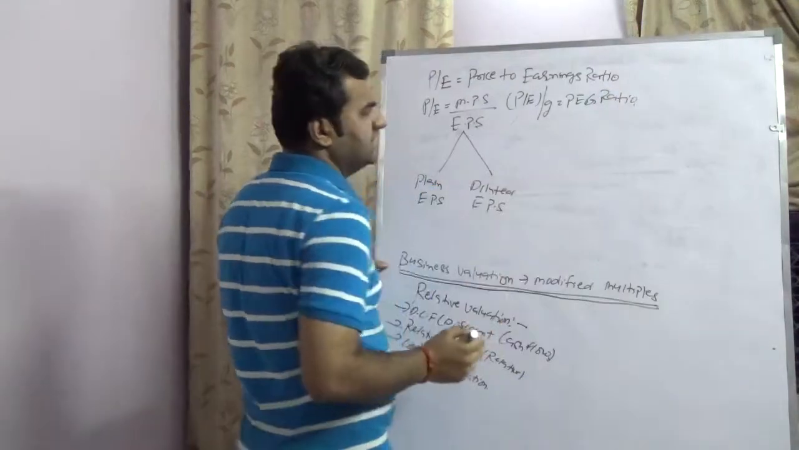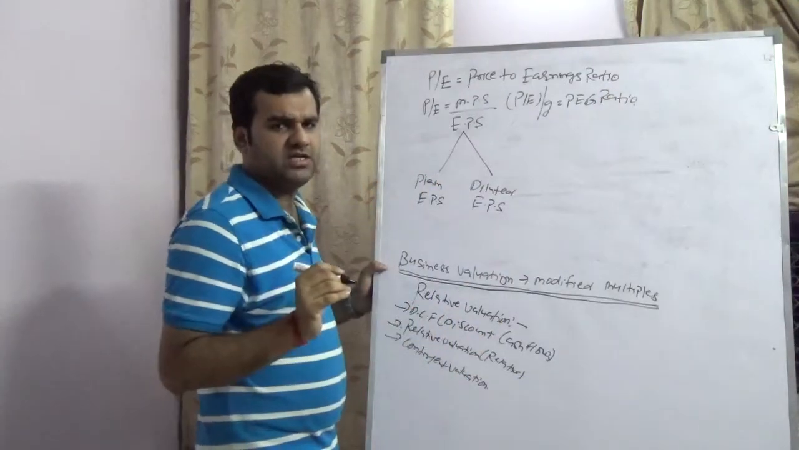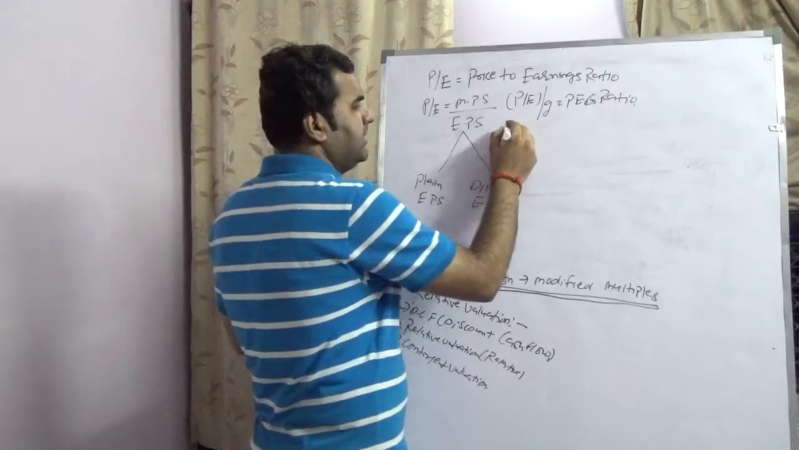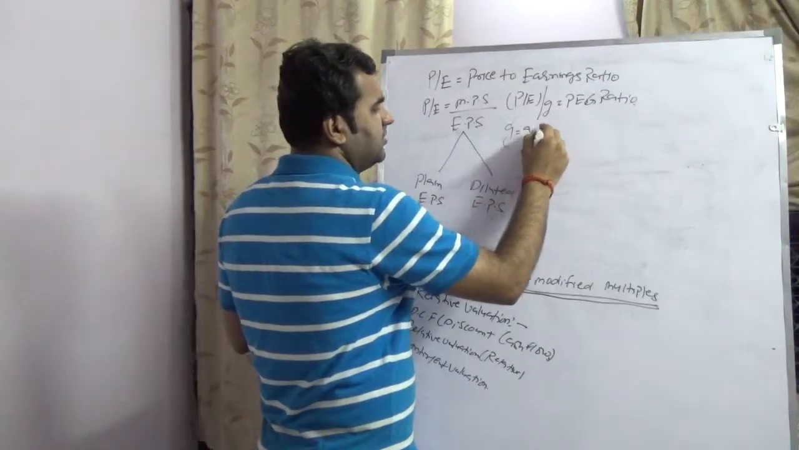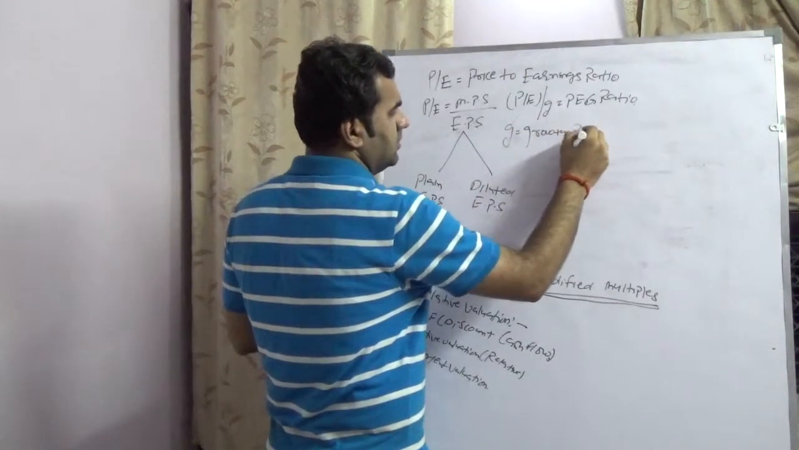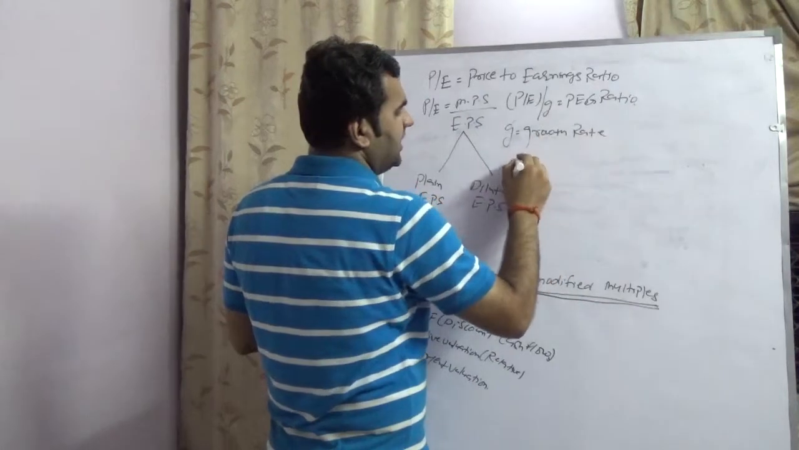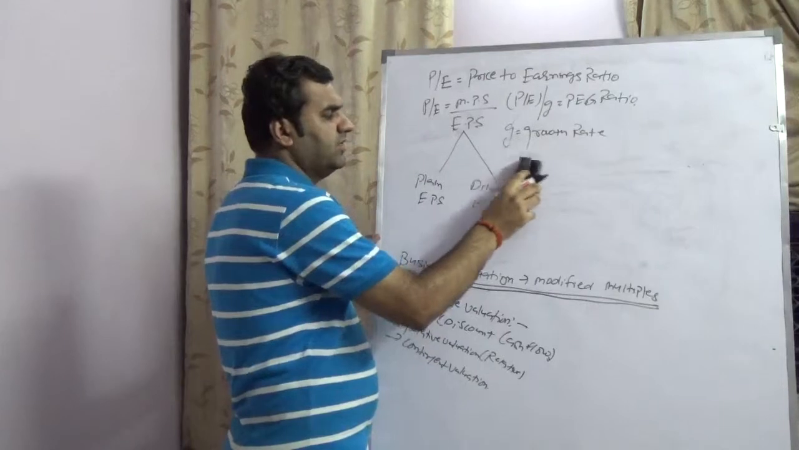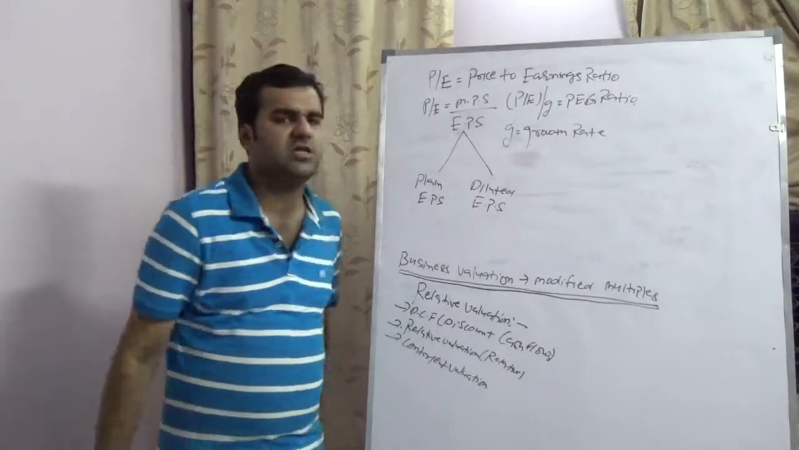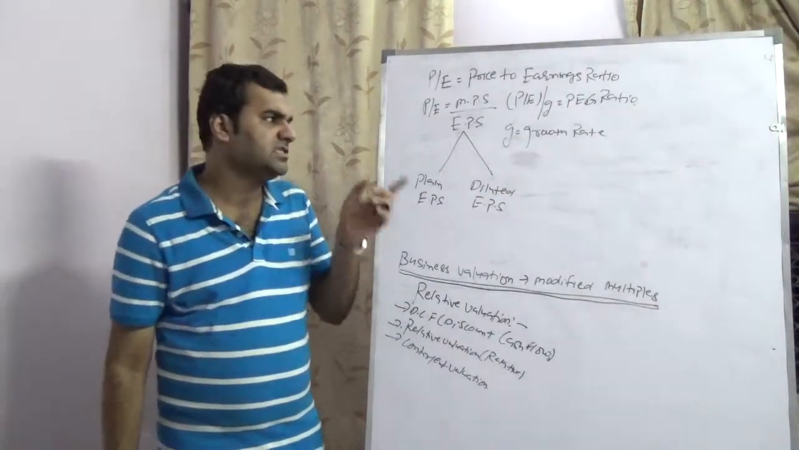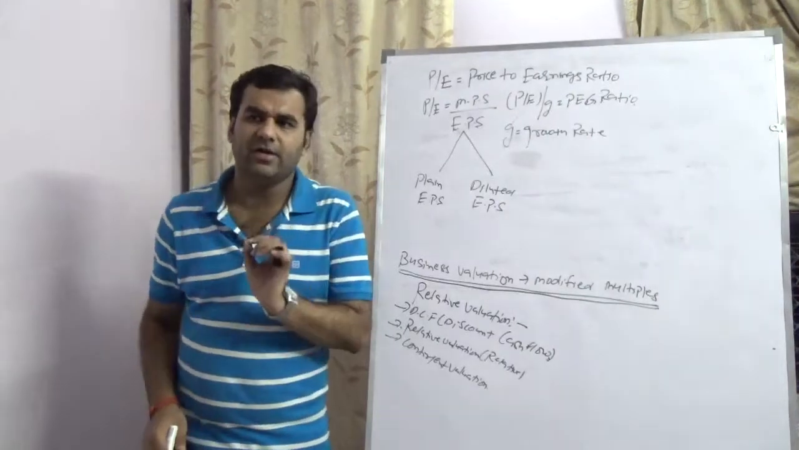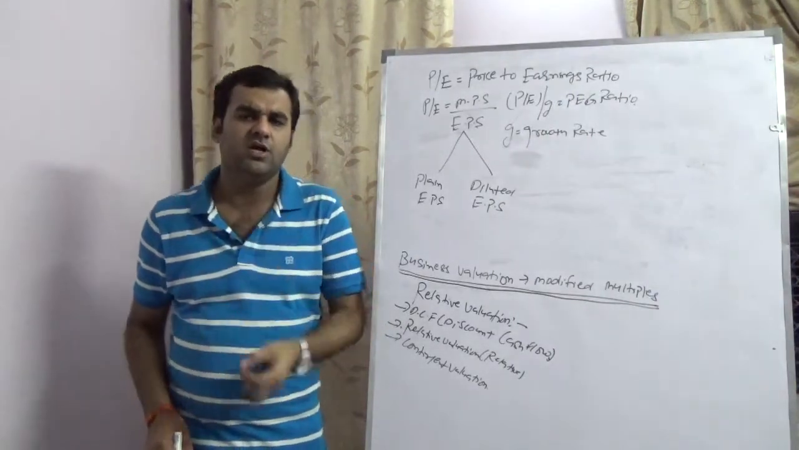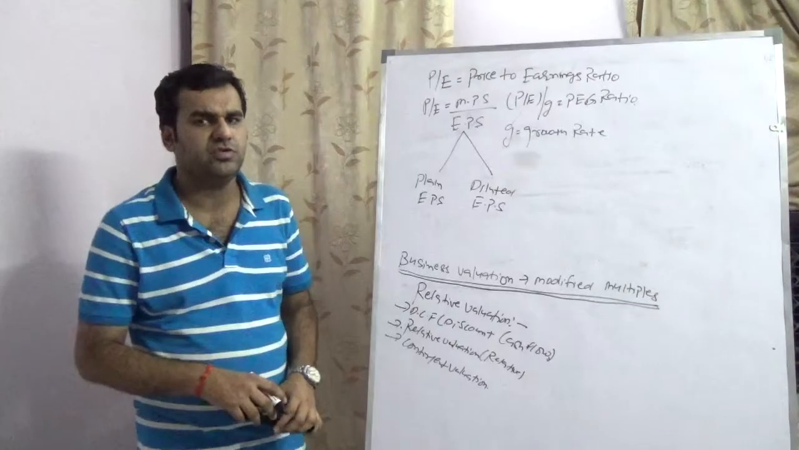Now there is one catch in this. Theoretically or practically, the G can be described like this: it is known as growth rate. Now growth rate can be computed as retention ratio times return on equity, but this growth rate is known as a modified multiple, because this growth rate is modifying the multiple which is predominantly used in relative valuation, which is known as PE.